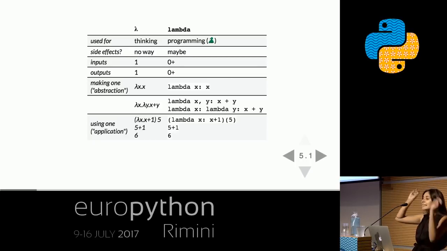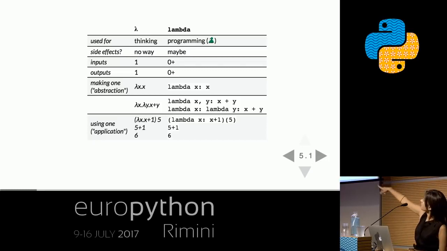When we make a function in both the lambda calculus and in Python, it looks kind of similar, it's just that the syntax is different. So in the lambda calculus, we'd call function abstraction the act of what we would in Python say declaring a function.